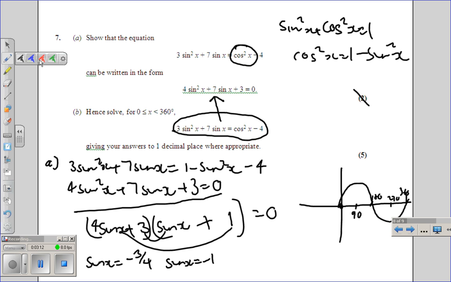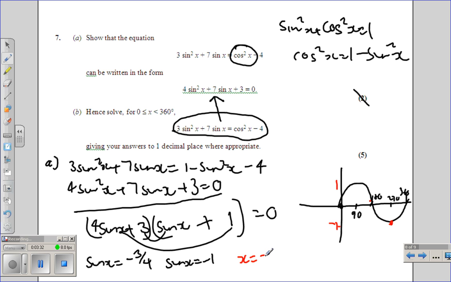Let's do the easy one, sine of x has to be minus 1. So when is it minus 1? I know it ranges between 1 and minus 1. If we chuck this out of the way, minus 1 is here, and you can read it off. It's in the middle of 180 and 360. You know that that's 270. So that's easy. So one solution, x is 270 degrees, and that is between 0 and 360, so that's fine.